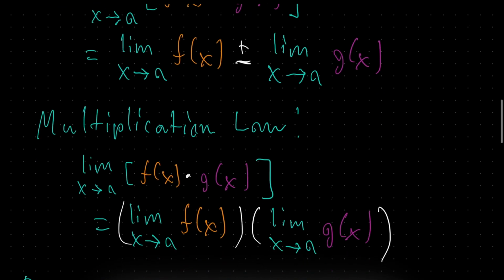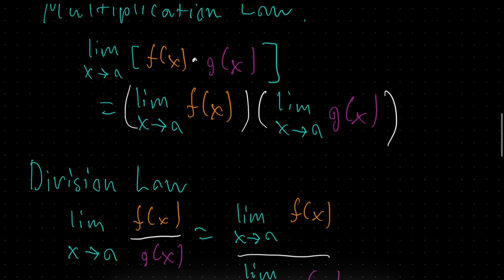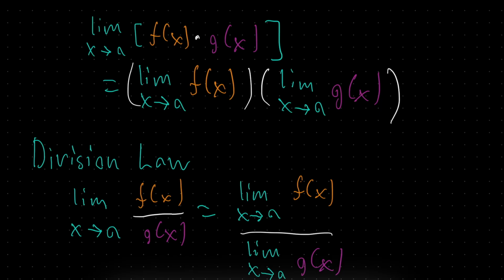The same thing for the multiplication law. The limit as x approaches a of f of x times g of x is going to be the limit as x approaches a of f of x times the limit as x approaches a of g of x. And then the division law, all this is really saying is you can take in and out that limit operator, in a sense. So the limit of f of x divided by g of x as x approaches a is the same thing as the limit as x approaches a of f of x divided by the limit as x approaches a of g of x.